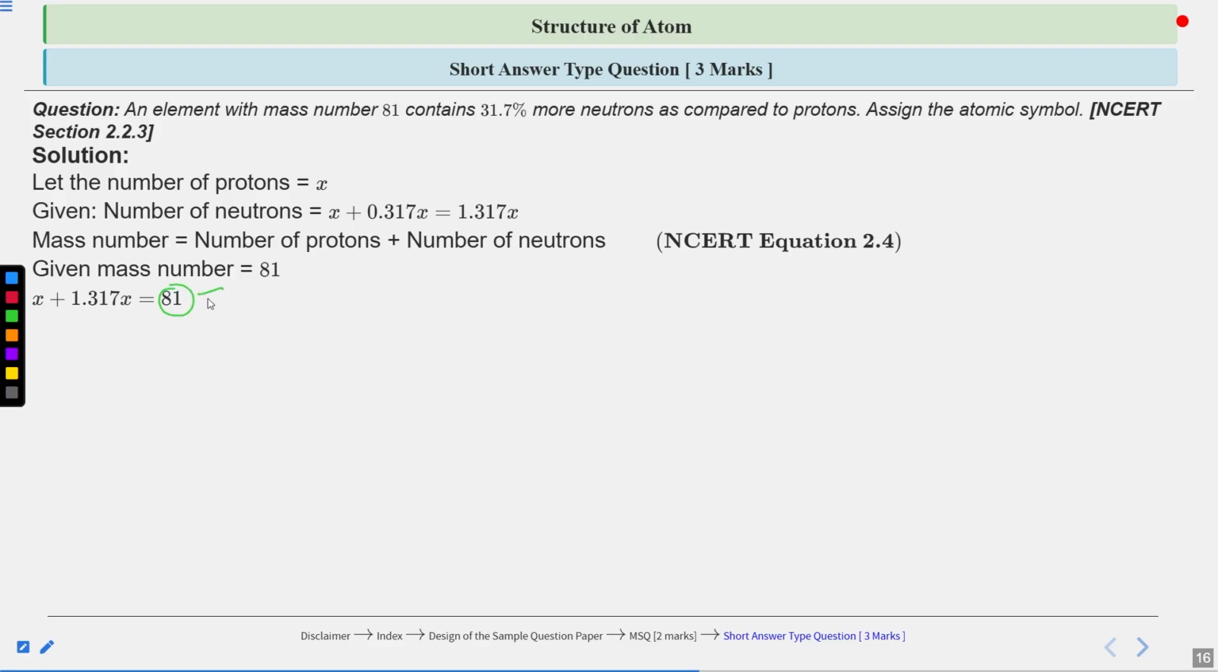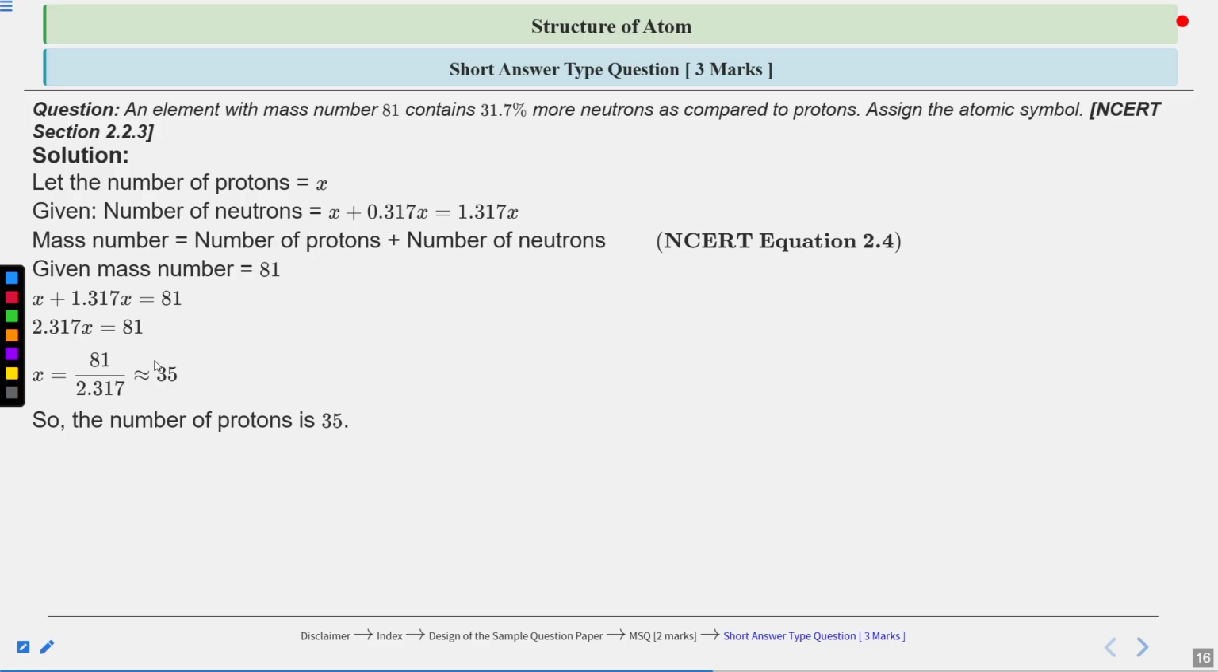Now this is a one variable equation. So you have a variable and you have one equation. You can easily solve it. If you solve it, you will get the value of x as 35 approximately. Now we will move on to the next thing, because now we have got the number of protons.